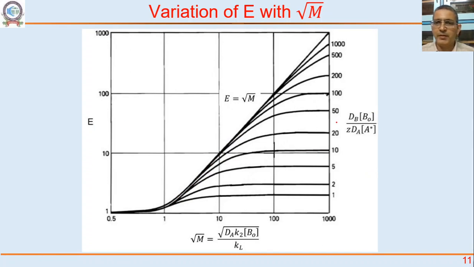Sorry, that term was not there. So E is root m. This is the linear portion. And depending on this value, dB B naught by z dA A star. So if dB B naught by z dA A star is 100, enhancement factor is 100. So you see, this is like regime 4. This is how it changes. The straight portion of the graph is regime 3, and the leveled portion is regime 4. And in between, we have between regime 3 and 4. We are not doing this in-between regime 3 and 4.